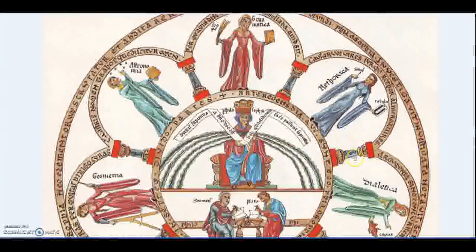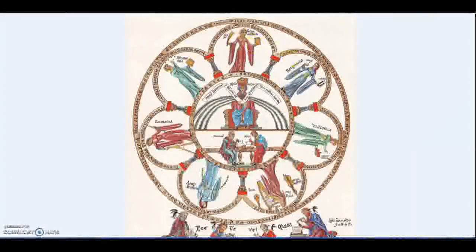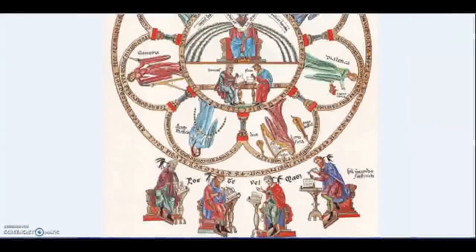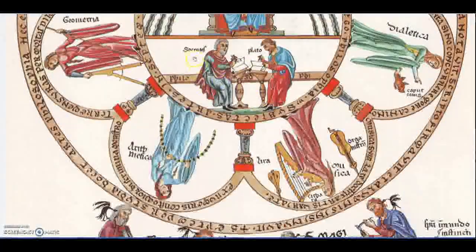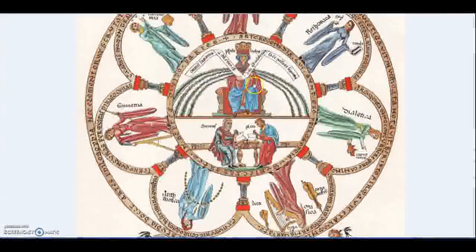grammar, rhetoric, and dialectica. So this is the trivium, what's often referred to as the 3 lesser of the 7 liberal arts. These 3, we also have music, arithmetic, geometry, and astronomy. So this is a depiction, you'll see, very old system of doing these things. Now we're also noting Socrates and Plato being there in the middle.